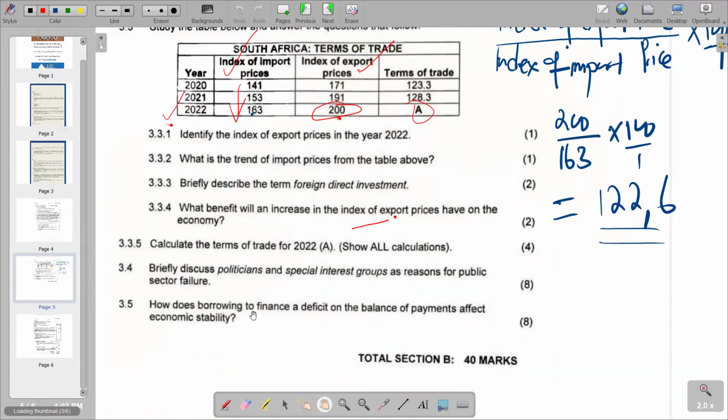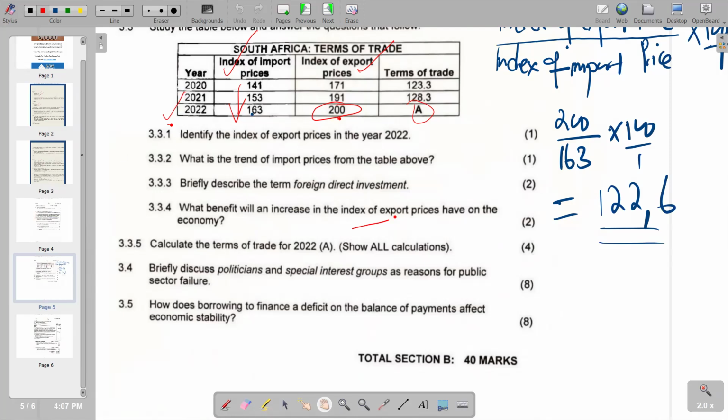Then we move on to 3.5, which is saying how does borrowing to finance a deficit on the balance of payments affect economic stability. So obviously, when you borrow money, you are going to repay with interest. So interest becomes an expense, which is obviously going to negatively affect. So in that case, the repayments might be huge. That will leave the country with less money to use for developmental purposes. So that will negatively affect.